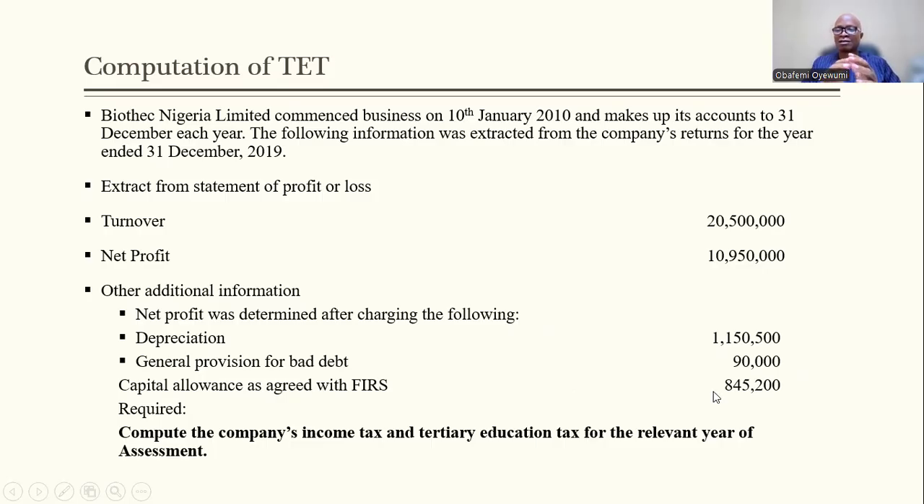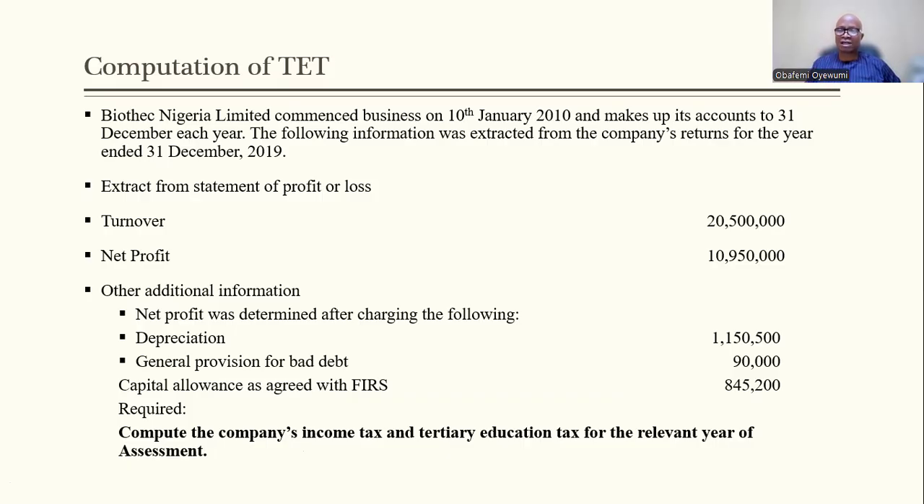Okay, the agreement has been made, so it's been given to you as an individual to compute. So you have 845,200. Required: compute the company's income tax and tertiary education tax for the relevant year of assessment. The company says should be plural. Okay, that's talking about a question being given to us for us to solve.